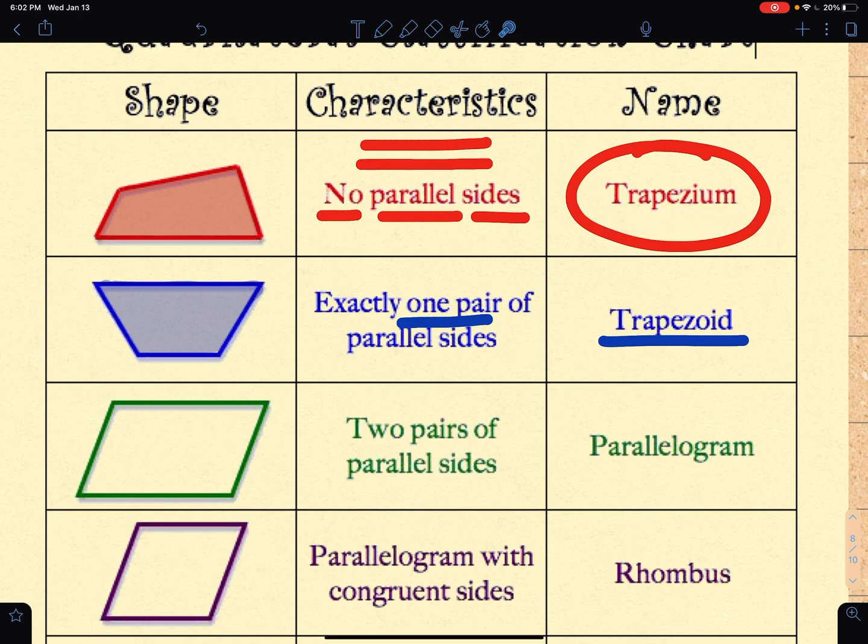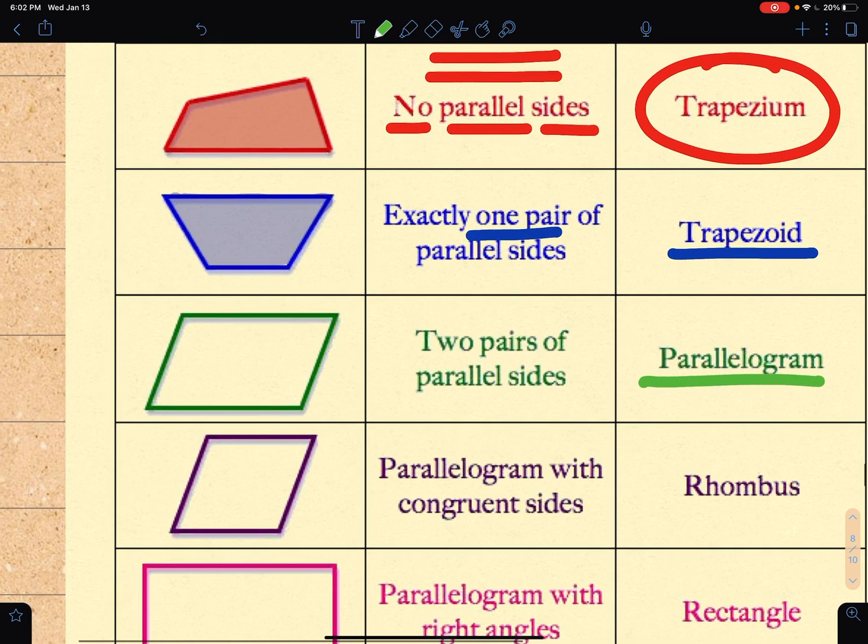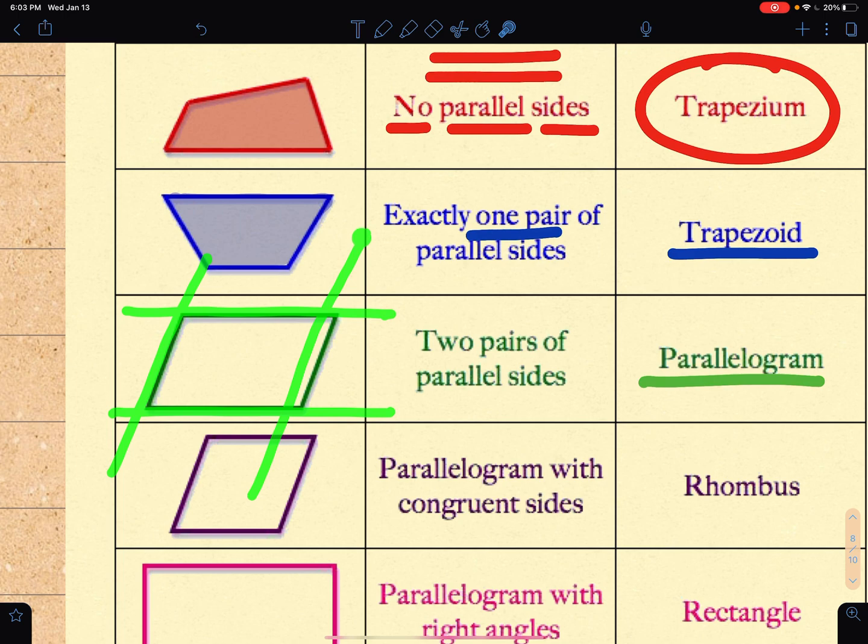Okay? Now, let's do the next one. What if you have two pairs of parallel sides? Two pairs of parallel sides is a parallelogram. A parallelogram means these lines, let me show you. These lines are parallel, this one and this one, and these lines are parallel. Whoops, I didn't draw it very good, but this one and this one are parallel. And it kind of makes like a tic-tac-toe. And when it makes that shape in the middle, that's called a parallelogram.